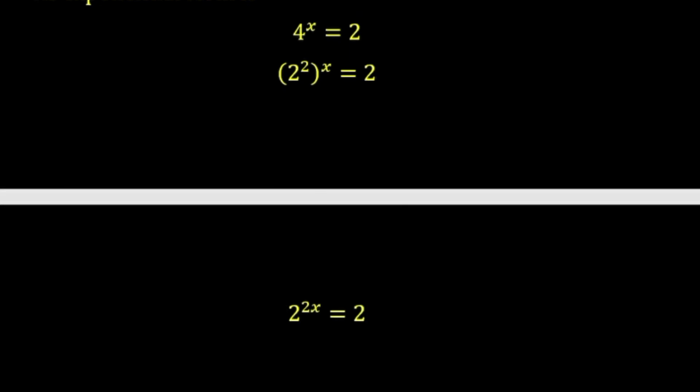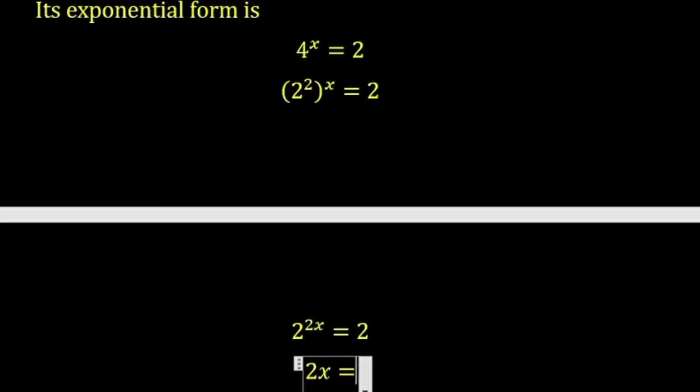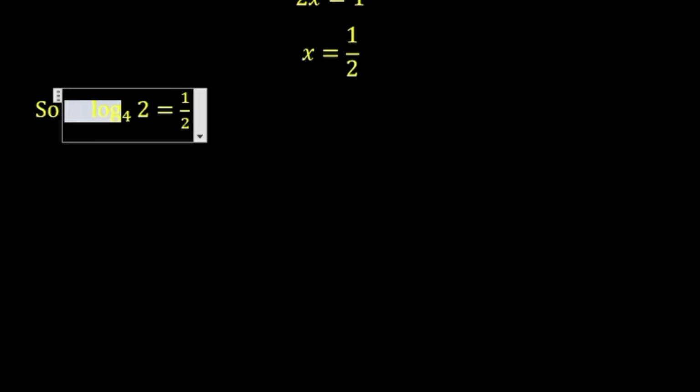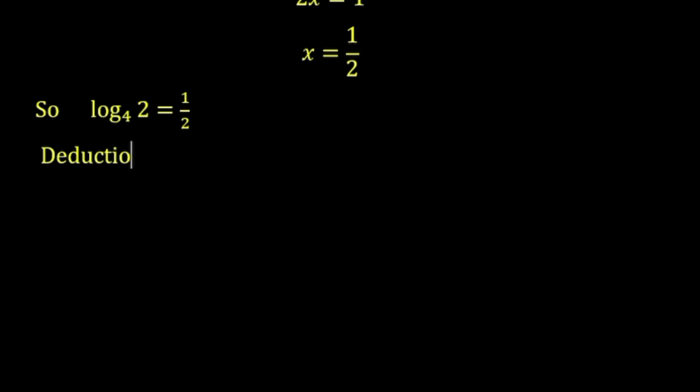So in the base there is 2, and we will get equal powers. 2x equals 1 and x will equal 1 by 2. So log of 2 to base 4 is equal to 1 by 2. We will deduce some results from this definition.